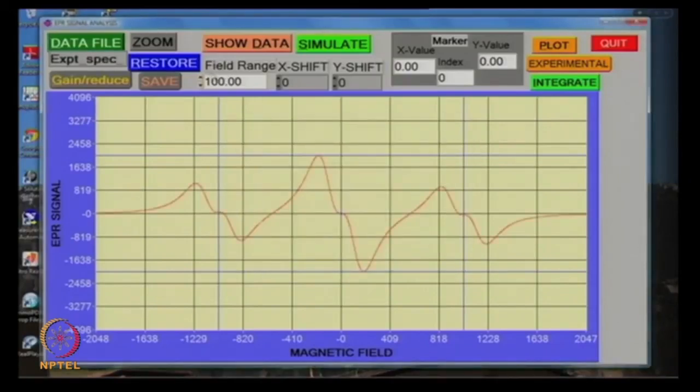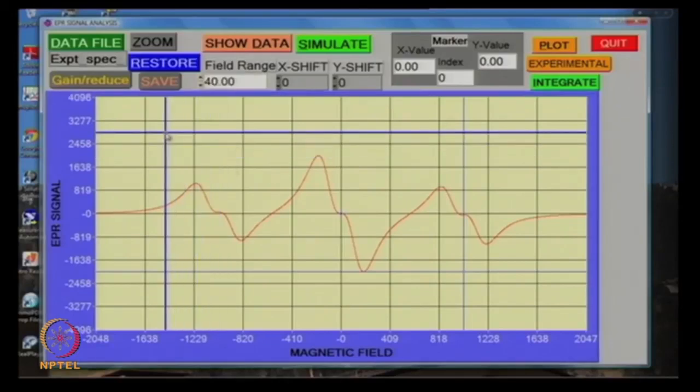And for this, the total scan range was kept at 40 Gauss. Let us say using this cursor, I can place this anywhere we like, and I can measure the height of this peak and the valley from there. This I can get the intensity, and the distance from this to this in the horizontal axis will give me the separation. So that way I can find out the approximate value of the hyperfine coupling constant.